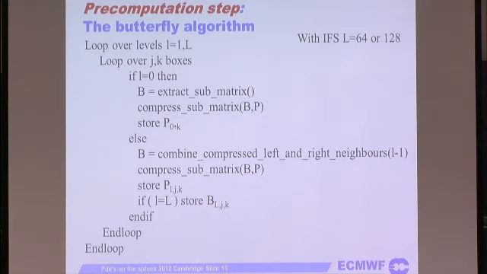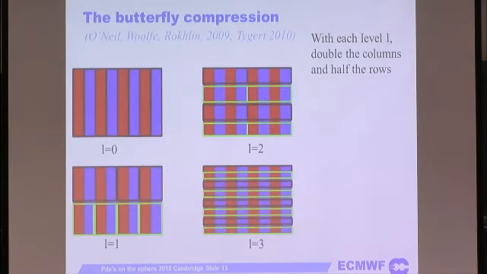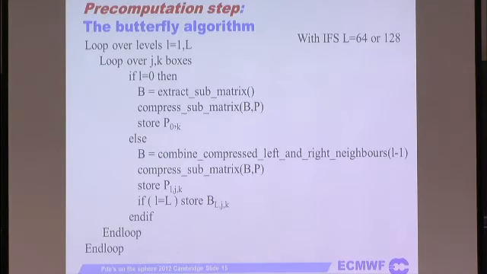So the method is really like the pre-computation step. There's a lot of housekeeping involved, but just to give you a flavor of the code, this code is very much from this paper of O'Neil, Woolfe, and Rokhlin. There's like a cookbook of how to do this, and you see that you have to basically extract these submatrices, compress these submatrices, and there's some housekeeping and storing involved.